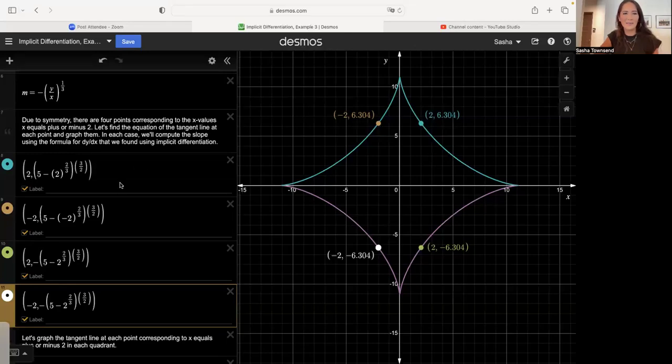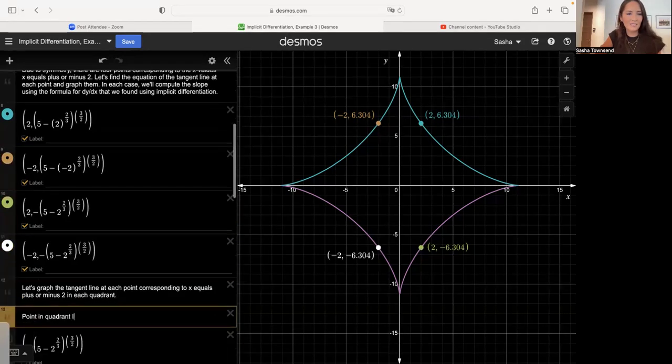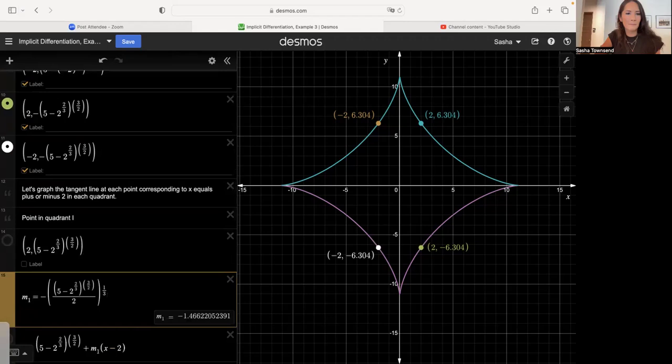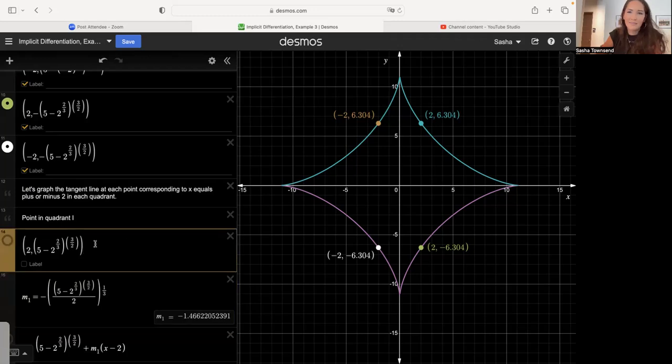So those are the points that I mentioned. That's the exact answer. But then I had Desmos label the points, and so we can see the decimal approximation on the graph, which is really nice. And then we can find the tangent line in all of these quadrants for all of these different points. I think I probably chose x equals 2 as opposed to x equals 1 because it's a little bit farther from the y-axis, to make a less steep tangent line.